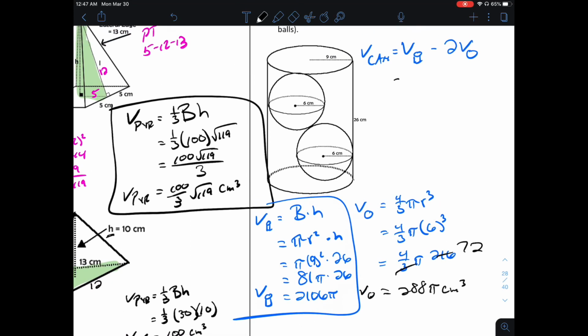So to finish this, the volume of the can, we take the volume of the cylinder, 2,106 pi, minus 2 times the volume of one of those balls. That's going to be 2,106 pi minus 576 pi. We're going to get 1,530 pi cubic centimeters. We've been using a lot of the metric system. What are we, in Canada?